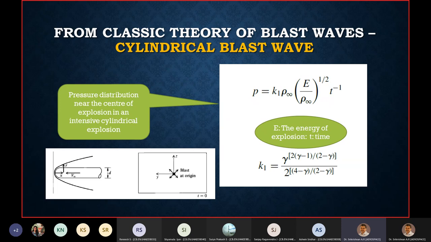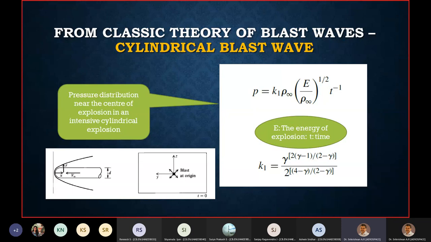So when you consider that kind of cylindrical blast wave, there are theoretical solutions which give the static pressure near the center. Again, please try to visualize the wave. You have a central explosion, which is a radial wave created by an explosion. You can visualize the center of explosion, and what the pressure at the center is going to be as a function of time.